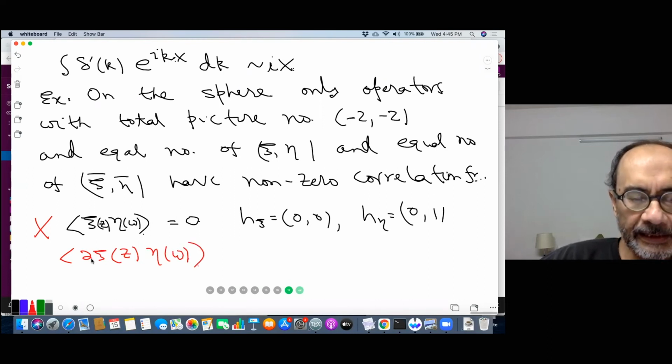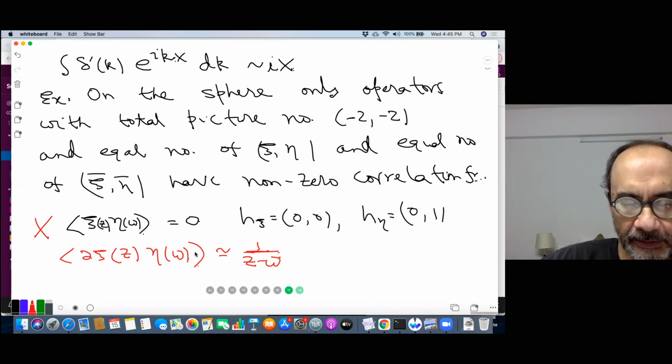Okay. Here, this has conformal dimension 0, 1. This has conformal dimension 0, 1. So this can be non-zero. Okay, so this can be 1 over z minus 2. Of course, this vanishes because the ghost numbers don't match up. You have to put the appropriate number of ghosts and appropriate number of picture changing operators. But barring that, this can actually be non-zero.